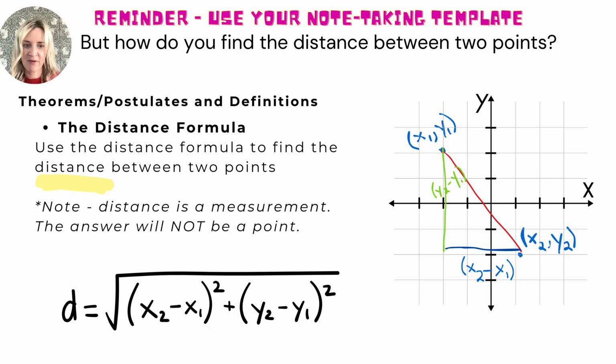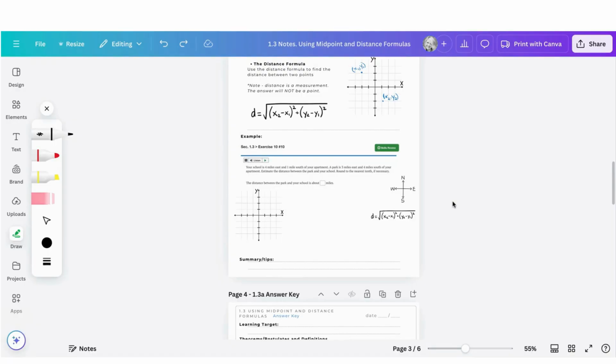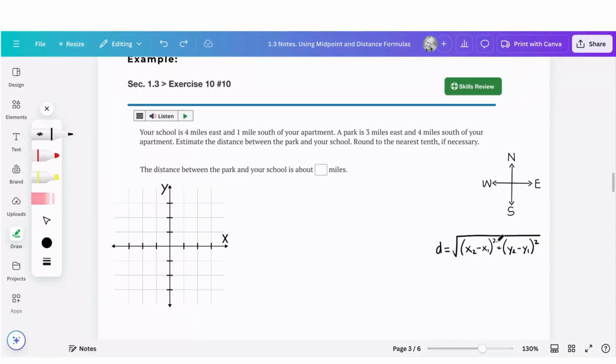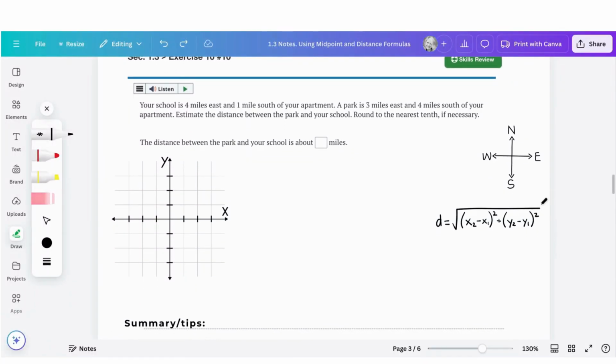And be sure to play around with that link below, the distance formula, because it also might help when you get to a quiz. Our last problem, section 1.3, exercise number 10. I'm going to zoom in on that to make it a little bigger here. Notice I did put in a northeast southwest compass and our distance formula, so we can use that. Your school is 4 miles east and 1 mile south of your apartment. A park is 3 miles east and 4 miles south of your apartment. Estimate the distance between the park and your school, round to the nearest tenth if necessary.